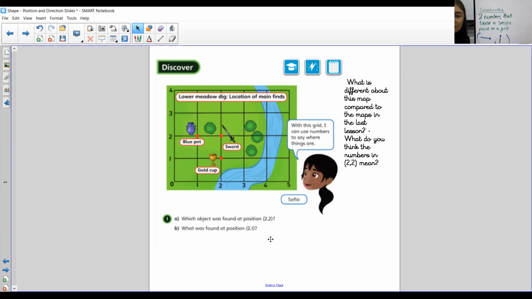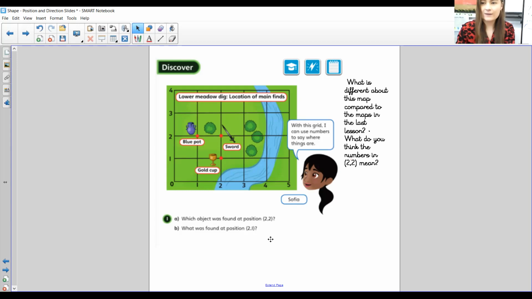You may have heard of different sayings to help you. Let me know if you have. But I always think along the corridor and up the stairs. So I would like you to draw this out so that you can see when we see coordinates in brackets, the first number is horizontal and the second number is vertical. Make sure you've copied this down.